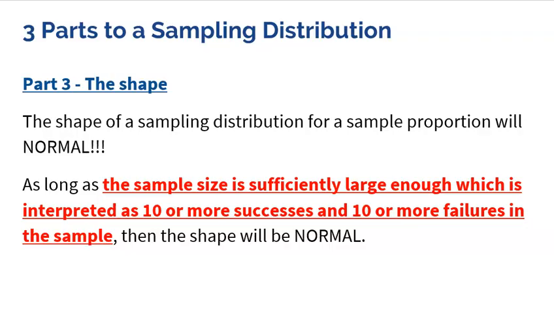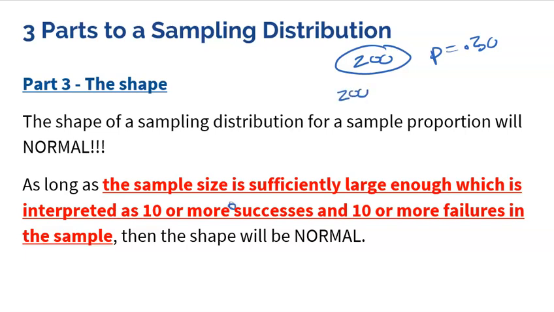Now, what the heck do I mean by 10 or more successes, 10 or more failures? So let's go with our 200 Skittles. We know that 30% are red. What that means is in a sample, we need to expect 10 or more successfully red Skittles and 10 or more successfully not red Skittles. So that's easy to figure out, right?